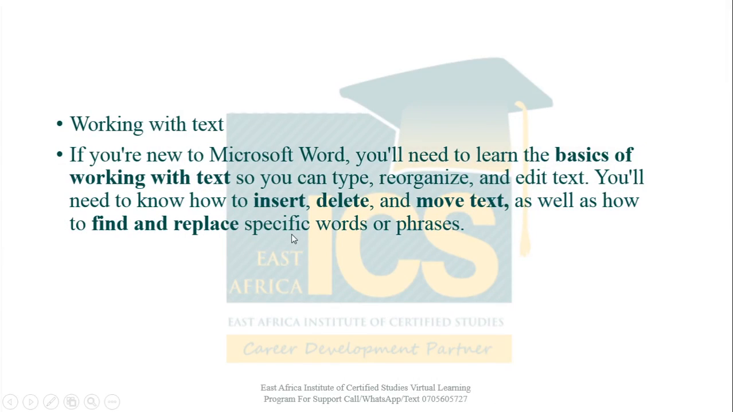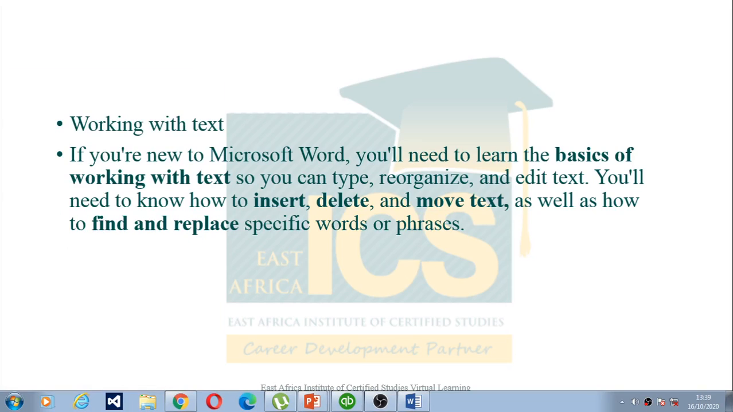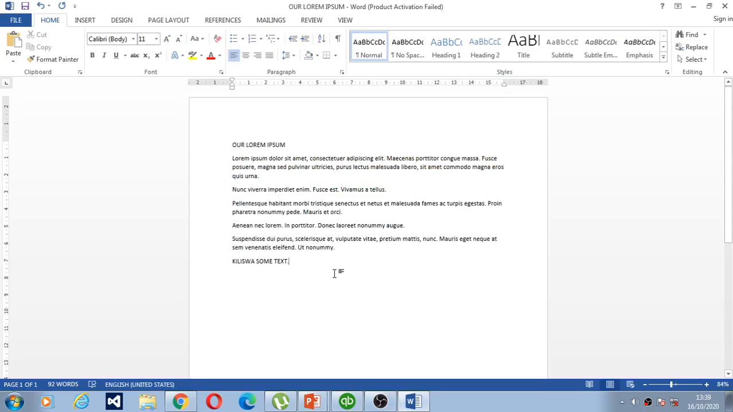So working with text, if you are new to Microsoft Word, you will need to learn the basics of working with text, so you can type, organize, and edit text. You'll need to know how to insert, delete, move text, as well as find and replace specific words or phrases. Before that, let me just show you how to select. Selecting is highlighting, so you just do that. If I want to highlight the last text, I do that.